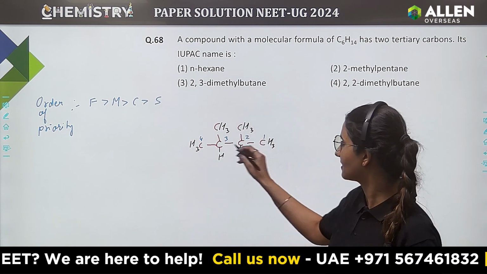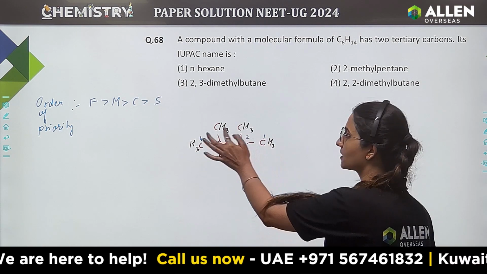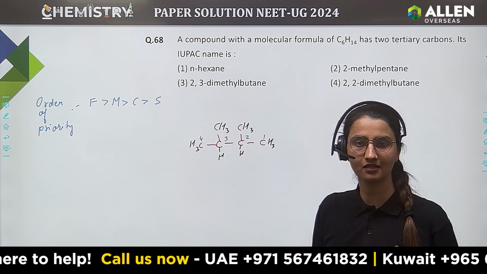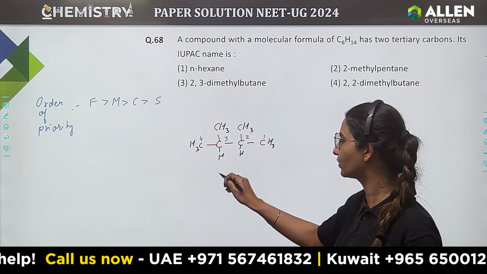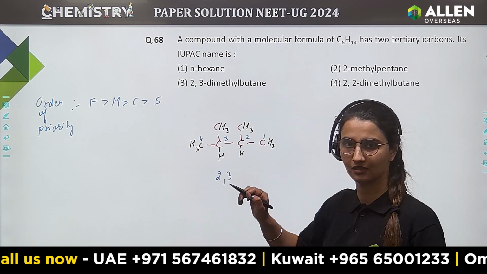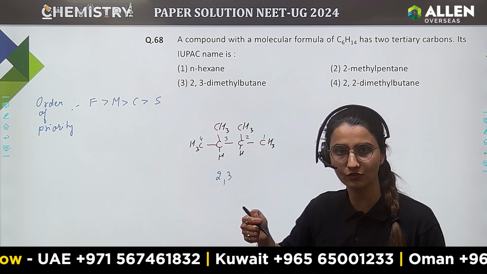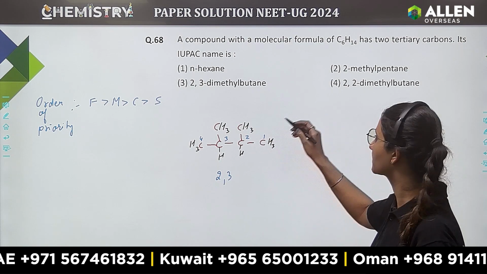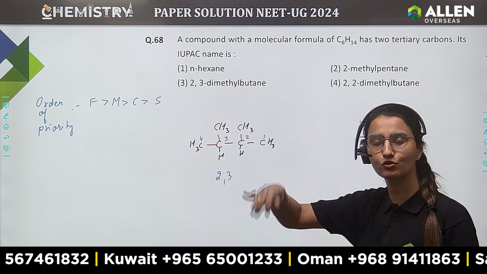So here, this is my parent chain. These two are your substituents, yes. So what will be the name? Name would be 2, 3. Because how do we write the name, students? First we write the name of substituents. It is your 2-degree prefix, right?